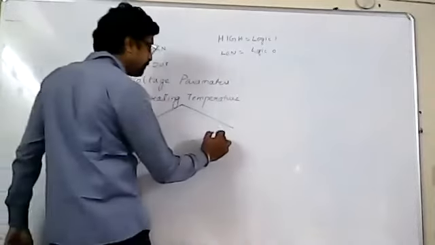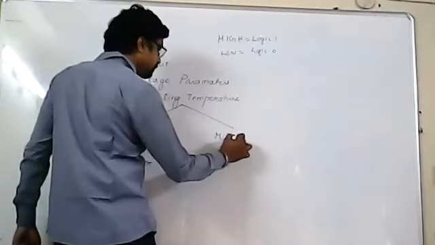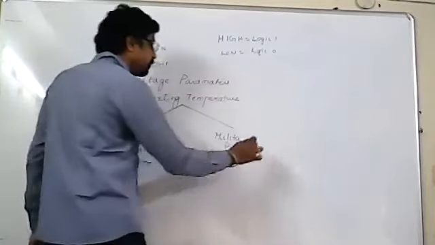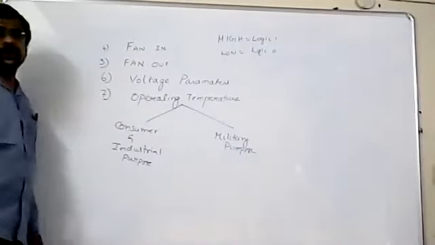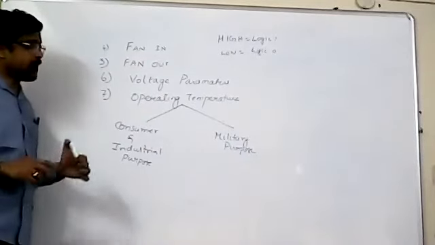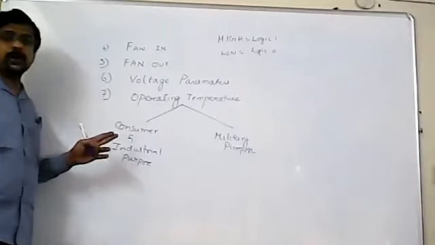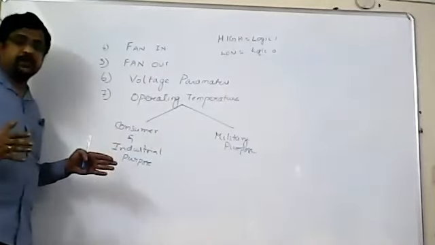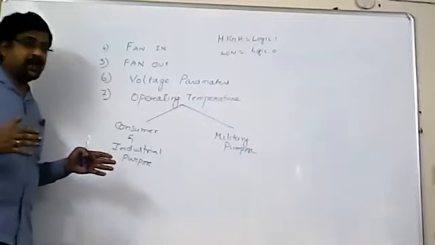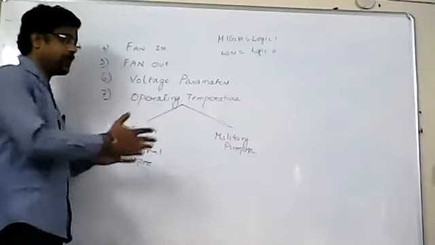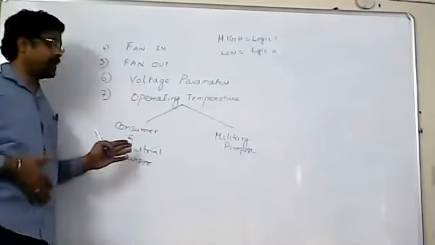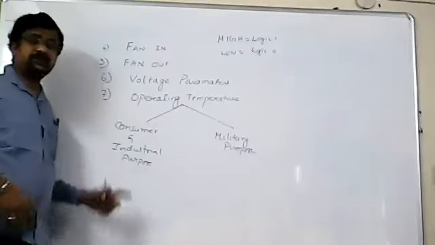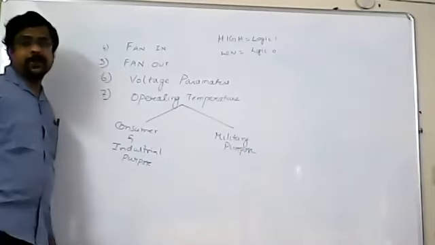Next is military purpose. So the operating temperature is now broadly classified. That means whatever ICs we design are classified into two categories. What are those two categories? One is consumer and industrial purpose, and the other is military purpose.